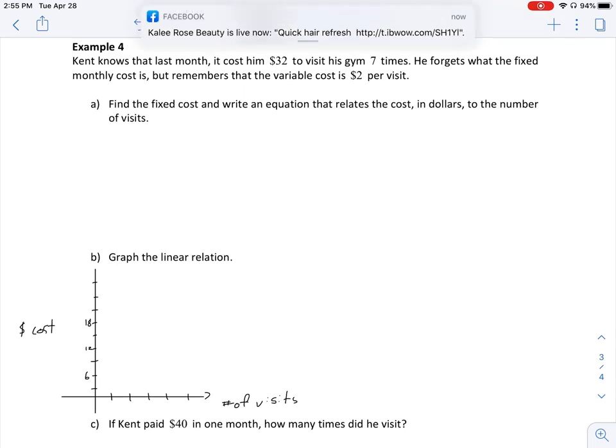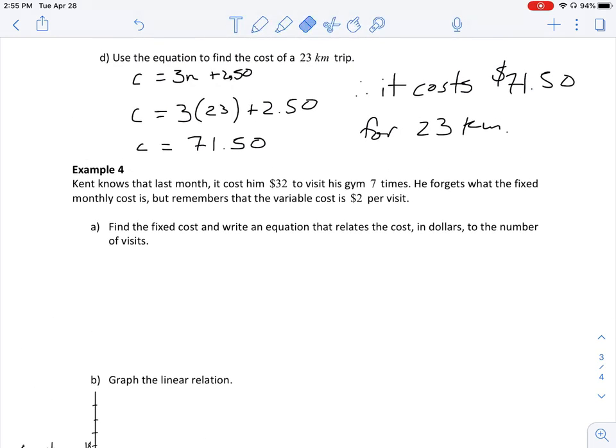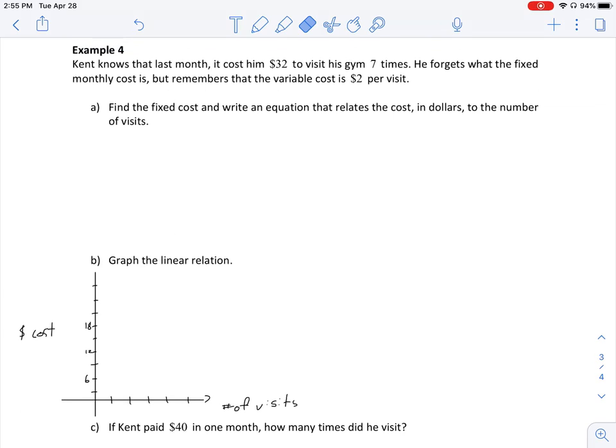Well, let's kind of state our variables here. Our independent variable, let x equal number of visits, and then y is going to equal cost. What else do we know? We know that the variable cost is $2 per visit. So we know that the slope is 2. We're trying to find initial cost. We don't know it.